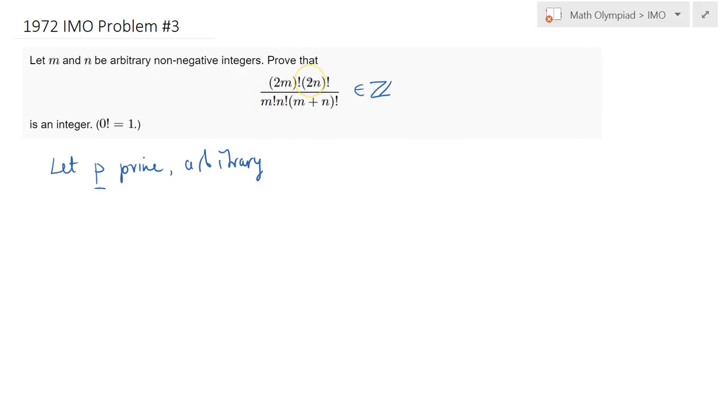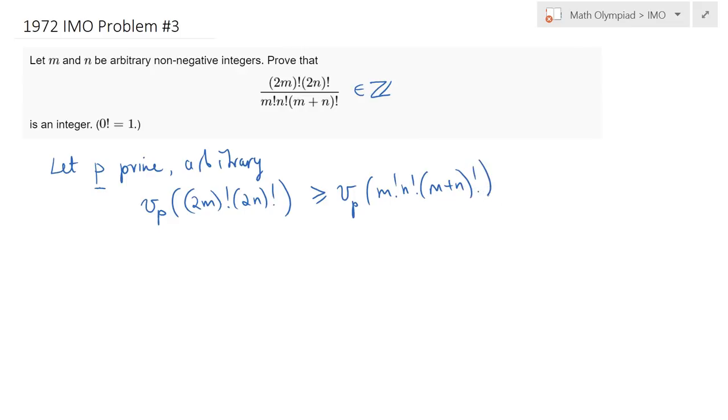There's actually a special notation for that. This is usually the VP notation. So we basically want the VP of the numerator, which is this 2n factorial, to be greater than or equal to VP of m factorial, n factorial, m plus n factorial. This is just a fancy notation of what I just explained.